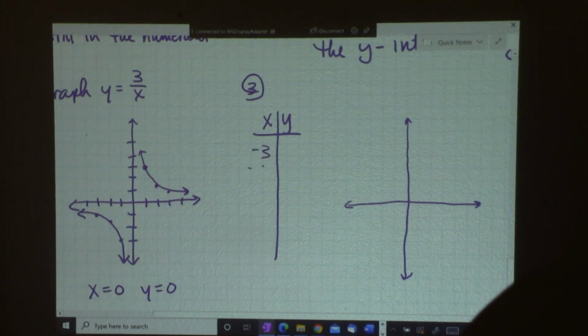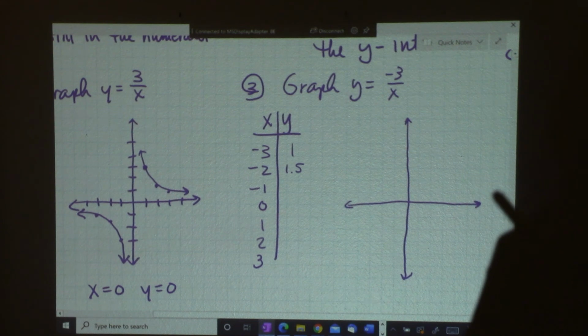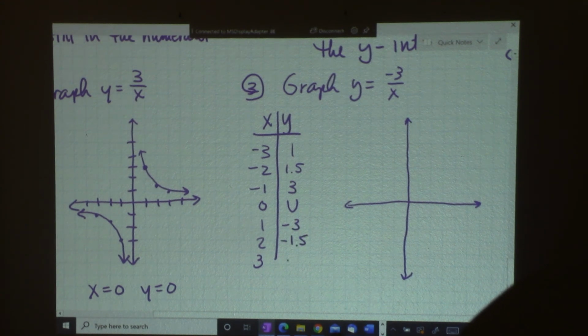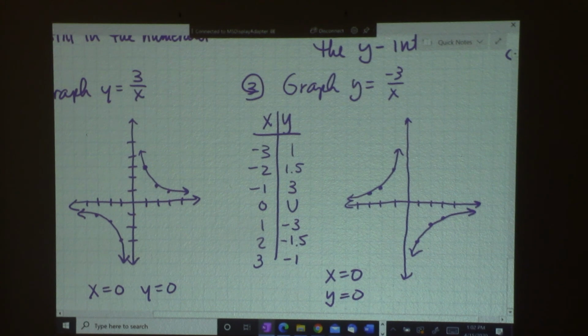And I'm going to choose the same ones. You can pick what you like. And here I get 1, 1.5, because I'm graphing y equals negative 3 over x. And I get 3, undefined, negative 3, negative 1.5, and negative 1. So I've got negative 3, 1, that's here, negative 2, 1.5, negative 1, 3, so this is the opposite, and 1, negative 3, 2, negative 1.5, and 3, negative 1, so it goes like this. Okay, there's my graph, and I didn't ask you for this, but my asymptotes are the x and y axis.